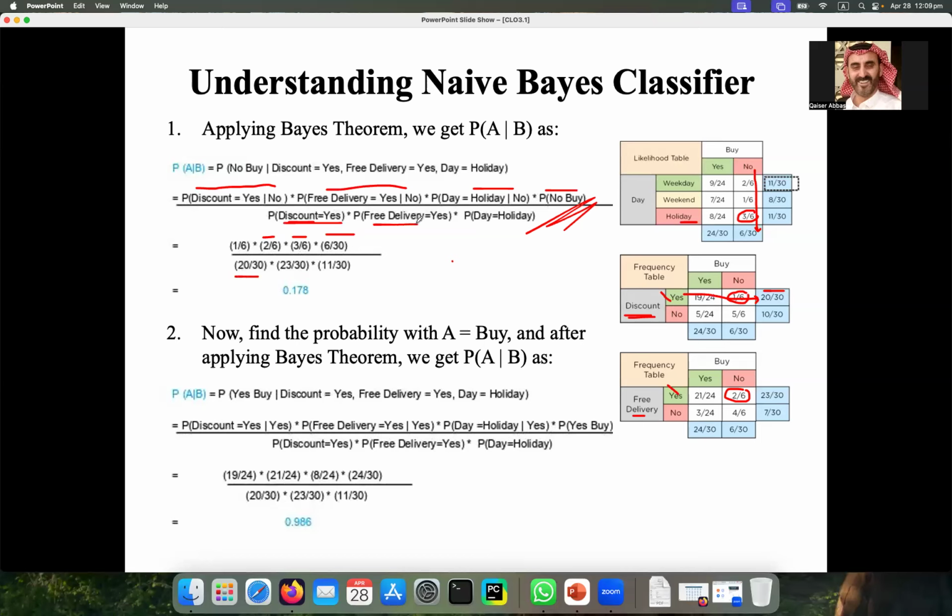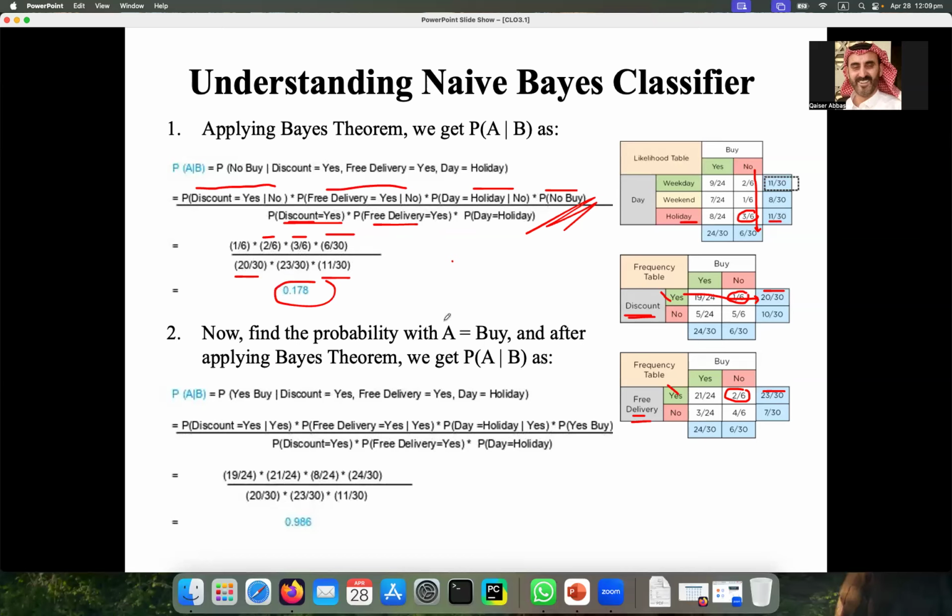Probability of free delivery yes. Where is free delivery? Here. And the yes is 23 by this one. And similarly, this one, 11 by 30 here. After evaluating, you have this answer. This is for the no buy.